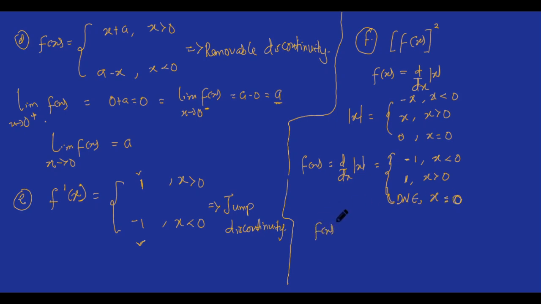So f of x all squared now means we have 1 for x less than 0, 1 for x greater than 0, and at x is equal to 0, the derivative does not exist. So it means since the limit as x tends towards 0 from the right is equal to the limit as x tends towards 0 from the left, and the value is 1, the function doesn't exist at x is equal to 0. So we have a removable discontinuity at that point.